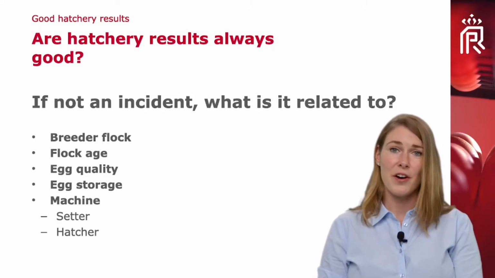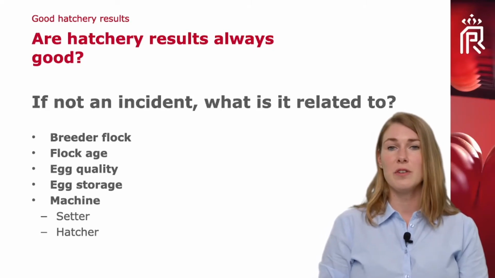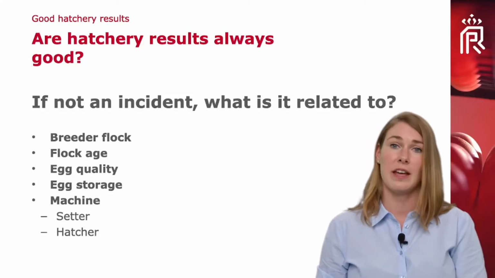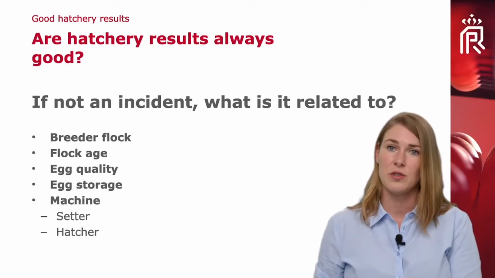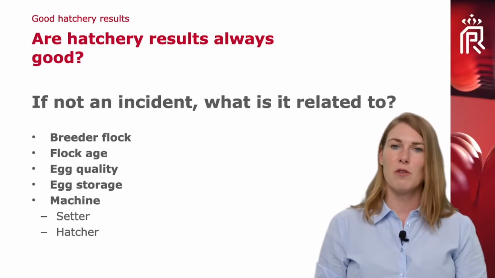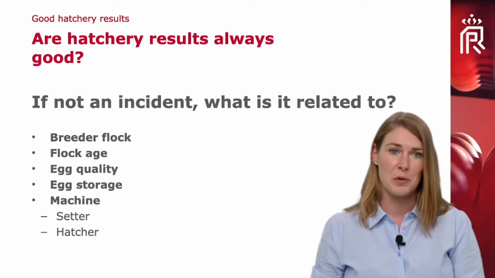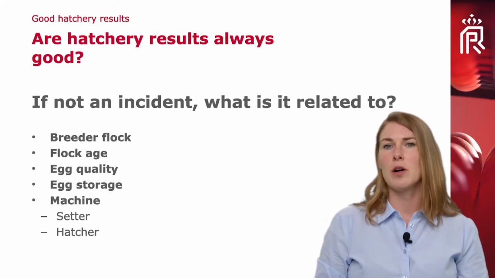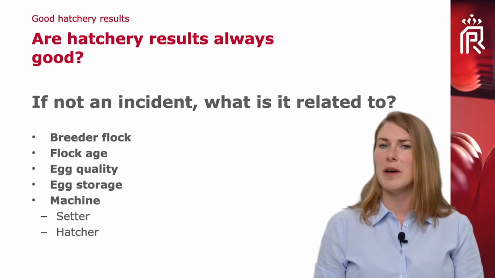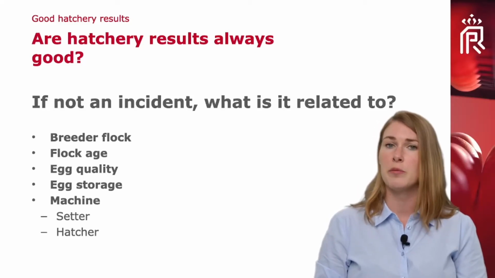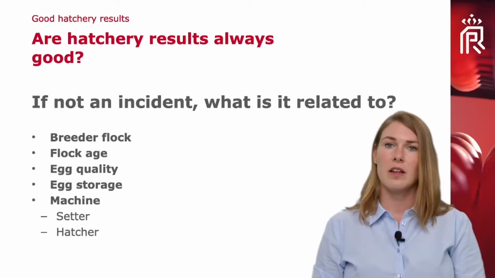This by far isn't all, but for instance, the breeder flock can have a big relation to your hatchery results. Or maybe is it the flock age? Do you see that every time a flock ages, a problem arises? Maybe it's egg quality. Maybe you're thinking these aren't the best eggs that I'm setting, or maybe there's a recurring problem with your egg quality.